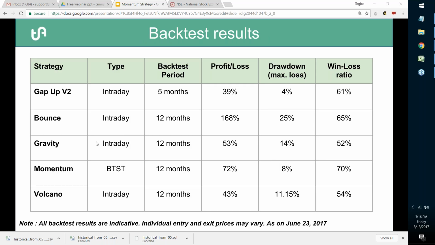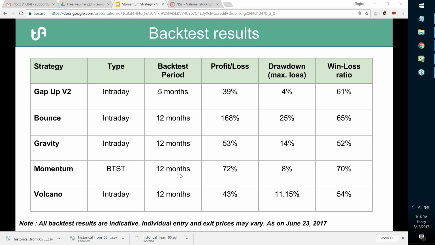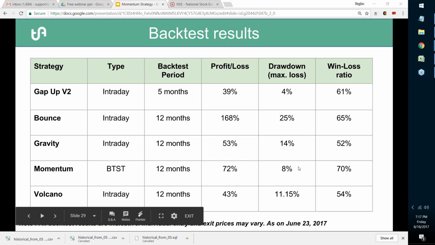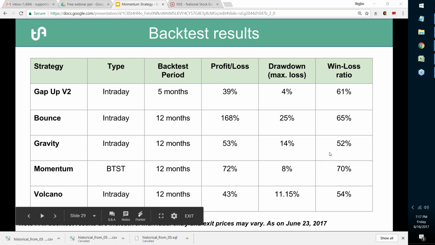So this is a back test. A back test is when we look at historical data and try to figure out exactly how profitable a strategy is. For example, we have 5 different strategies in Scanner, and we can see that most of these strategies perform very well. Momentum, which is a buy today, sell tomorrow strategy, has done very well. It has generated a 72% return, and the max drawdown is only 8%. Max drawdown is basically the max loss, so the max loss was only 8%. And the win-loss ratio of Momentum is very good. In fact, 70% of Momentum trades are profitable. That's pretty amazing.